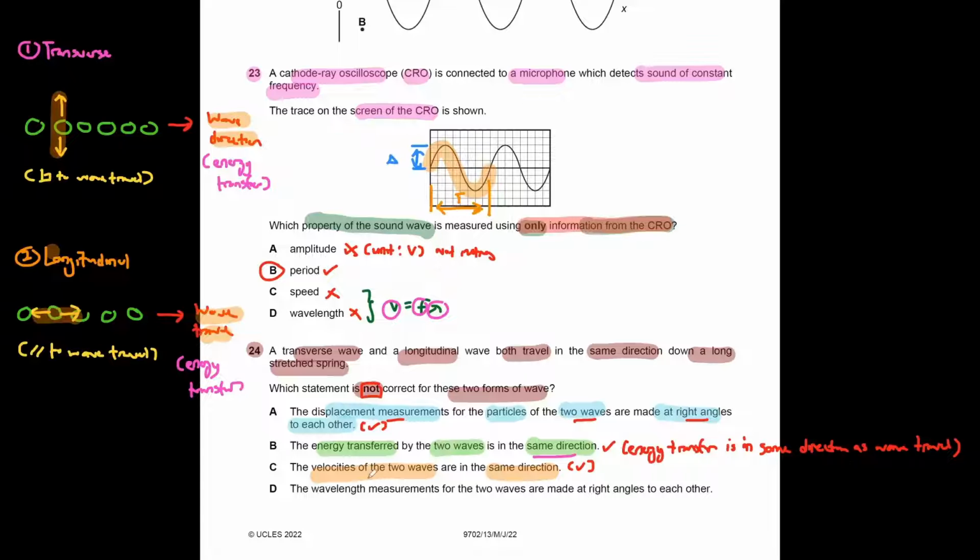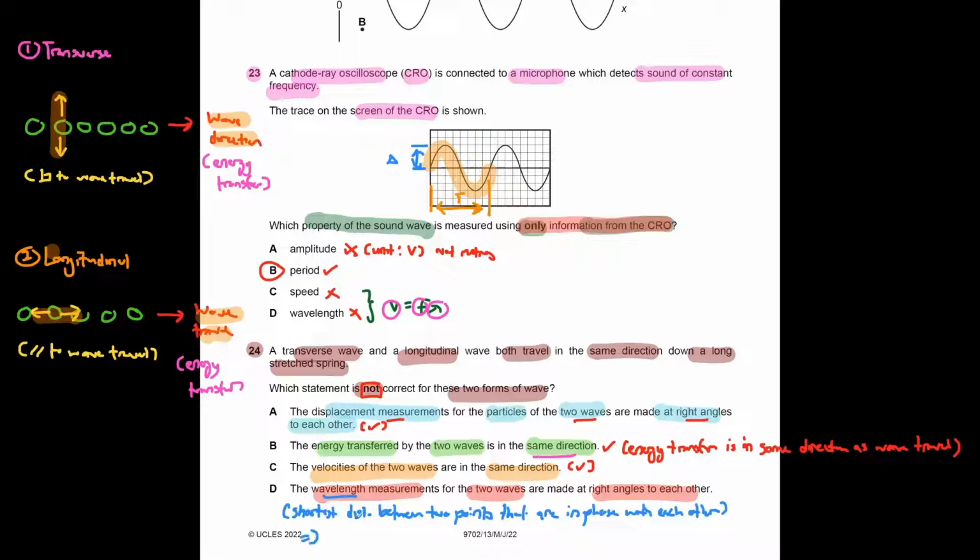So let's just review this. The wavelength measurements for the two waves are made at right angles to each other. Now, consider this. What is the definition of wavelength in the first place? Wavelength is actually the shortest distance between 2 points that are in phase with each other.